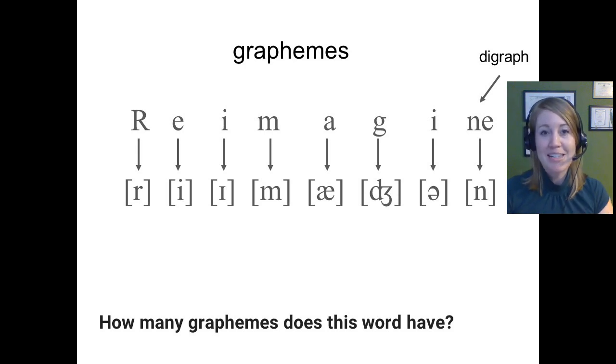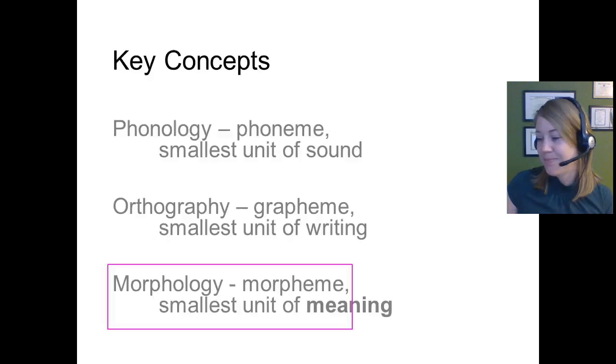So the question I would ask you is, how many graphemes does this word have? Go ahead and take a minute to count. And the answer is 8. Even though there are 9 letters in this word, there are 8 graphemes. And that's because the NE at the end is a digraph, which I hope you're able to recognize by now.